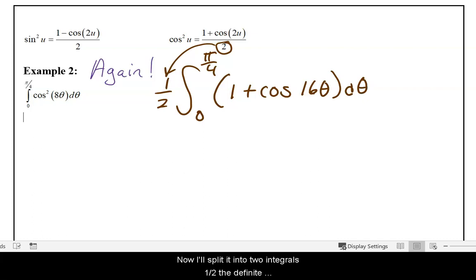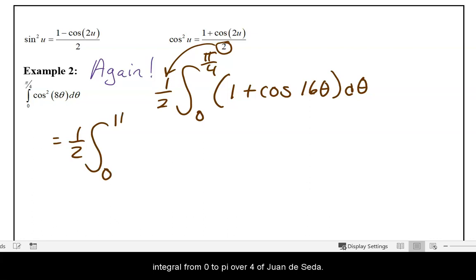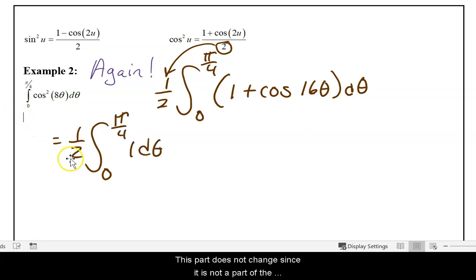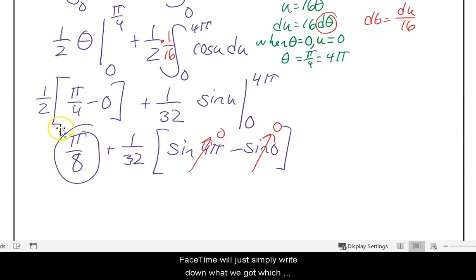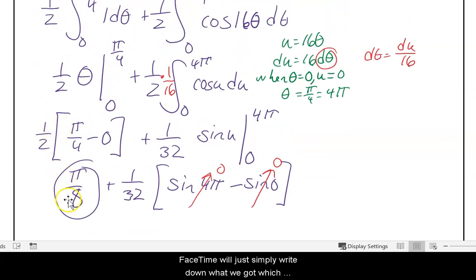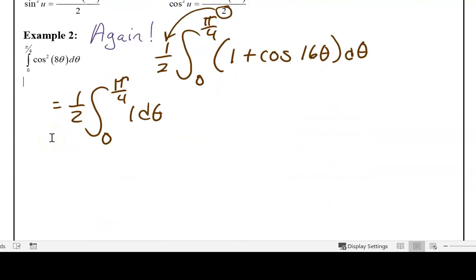Now I'll split it into two integrals. 1/2 the definite integral from 0 to pi over 4 of 1 d theta. This part does not change since it is not a part of the u substitution. To save time, we'll just simply write down what we got, which was pi over 8. Dot, dot, dot, pi over 8. What about the second term?